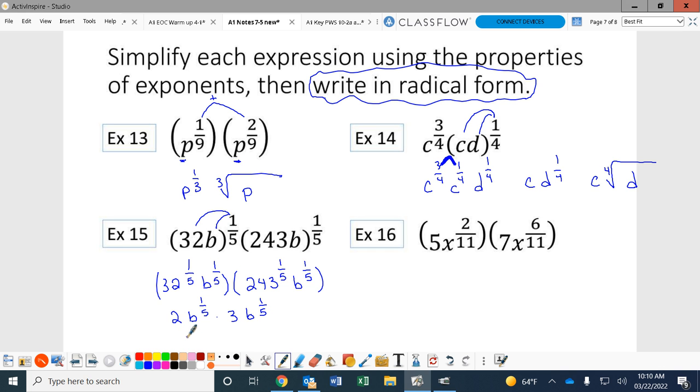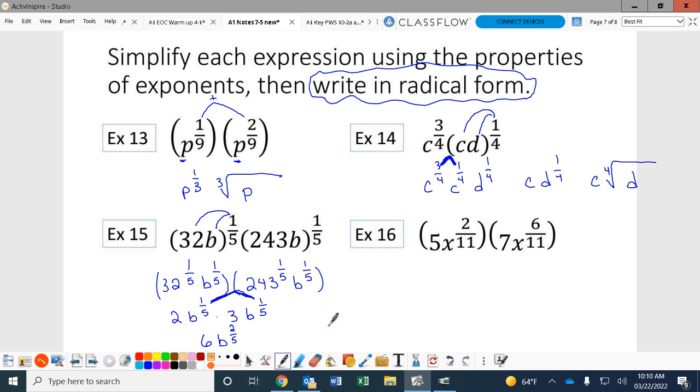Okay, guys, let's remember old rules. If we're multiplying 2 times 3, that's the multiplication you've been doing since you were in like 3rd grade. 2 times 3 is just going to be 6. And then what do you do with the exponents when you multiply like bases? Add them. What is 1/5 plus 1/5? 2/5.